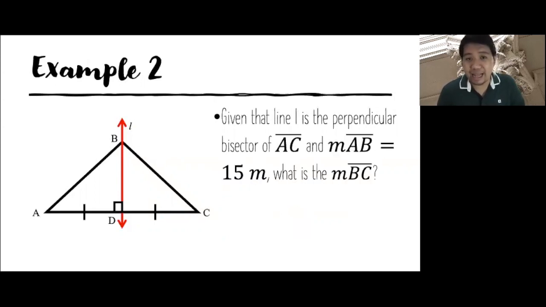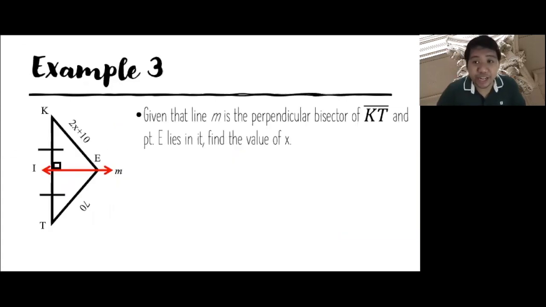Given that line L is the perpendicular bisector of segment AC and the measure of segment AB is equal to 15 meters, what is the measure of segment BC? So kanina, alam natin na ang segment AB is congruent to segment BC, at alam din natin na ang measure ng segment AB ay equal sa measure ng segment BC. Kaya kung ang measure ni segment AB ay 15 meters, ang measure din ni segment BC ay magiging 15 meters. Dito naman tayo sa third example.